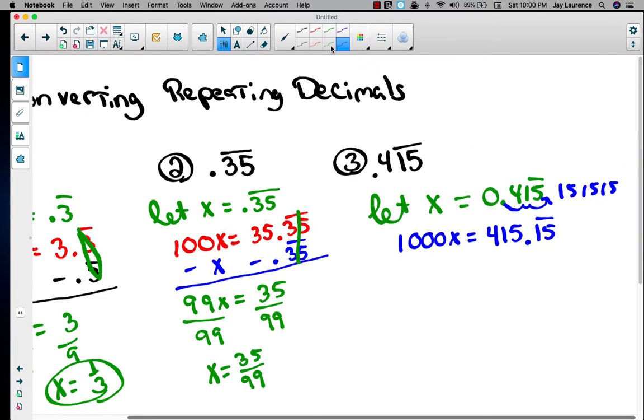Okay. So now I subtract the green one. Uh-oh, I think I've made a mistake here. Hold on 1 second.